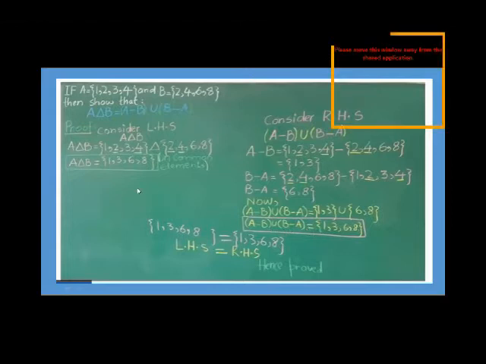If we compare, the left hand side result is 1, 3, 6 and 8. And the result of the right hand side is also 1, 3, 6 and 8. It means both results are equal. So we have noted here left hand side equals right hand side, and at the end we write, hence proved.